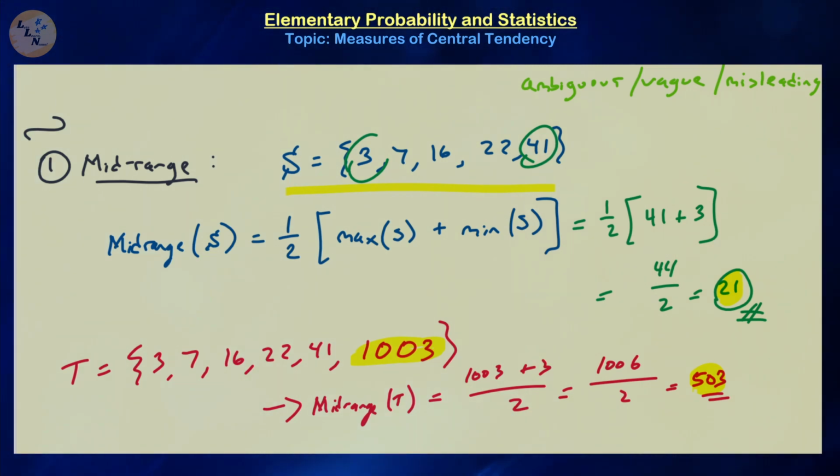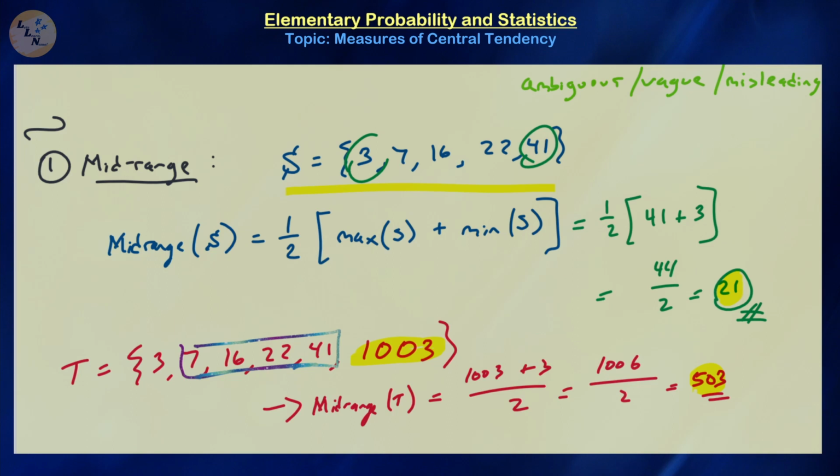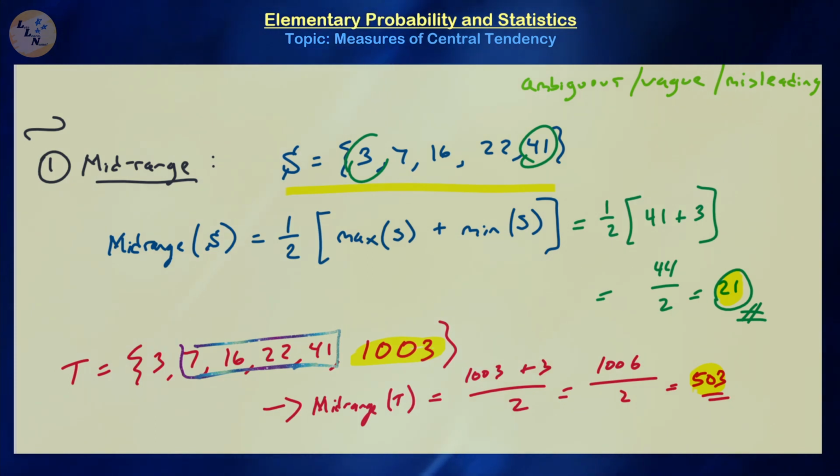Also, it's important to note that it doesn't really matter what the interior values of the set are, because the mid-range doesn't consider those values. So pro, it's very easy to calculate. A couple downsides to the mid-range: it only focuses on the maximum and minimum, and another downside is that it is extremely affected by what we call outliers.